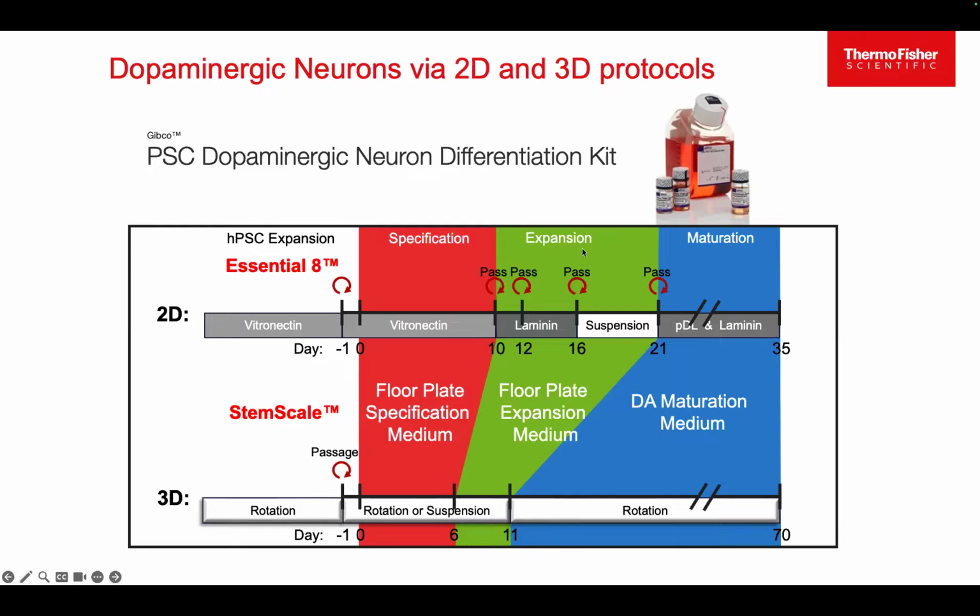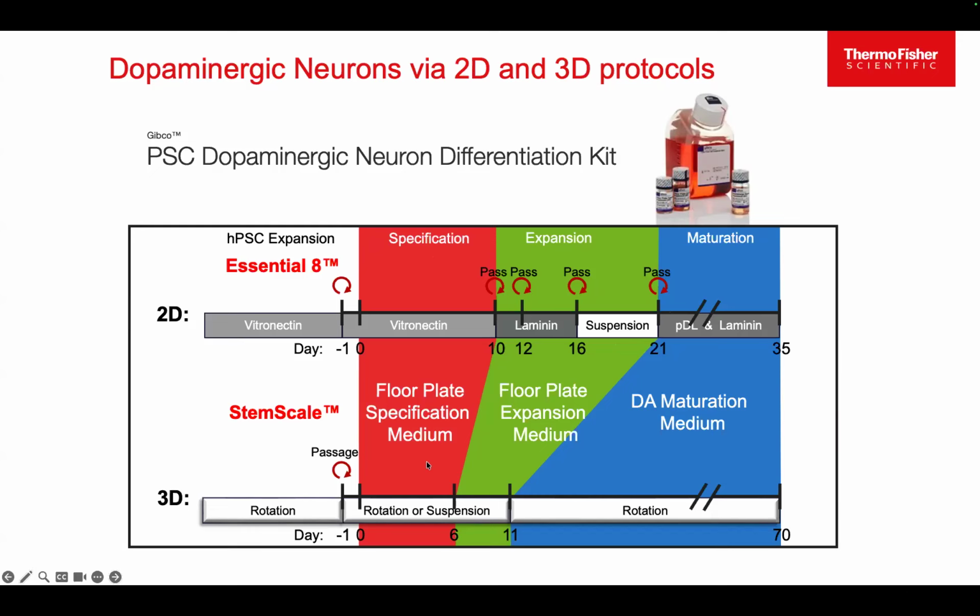So here we're looking at the top workflow showing 2D floorplate specification of culture grown in Essential 8 medium. We know that this kit specifies midbrain floorplate in 2D, after which the progenitors are expanded through a few different passages. We seed those onto poly-D-lysine and laminin, as I talked about before, to produce those dopaminergic neurons by about day 35. In the bottom workflow here, we're looking at 3D midbrain organoid formation.